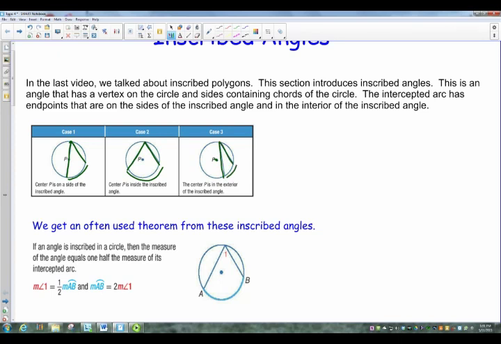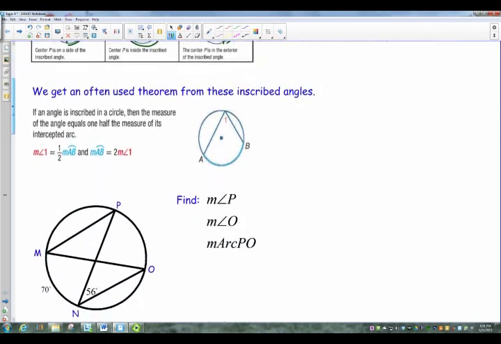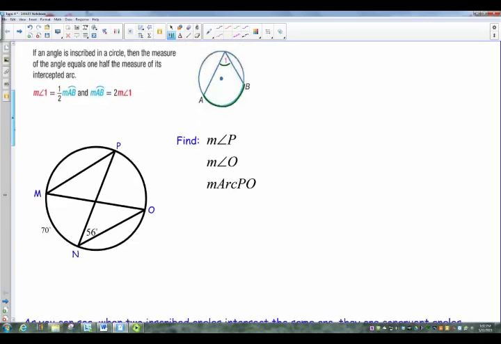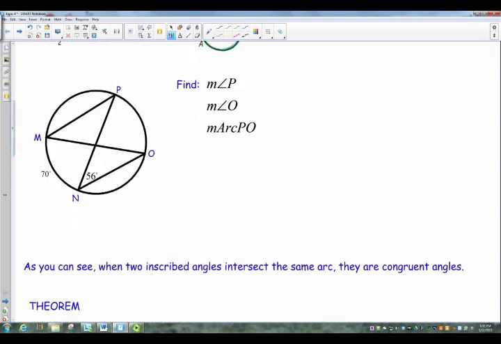Okay, now based on these, we've got a theorem that comes into play, and it's used quite a bit. It says, if an angle is inscribed in a circle, then the measure of the angle is 1/2 the measure of its intercepted arc. So basically this angle 1 is going to be half the measure of that actual arc because that's an inscribed angle. So the angle there is 1/2 the measure of that arc.